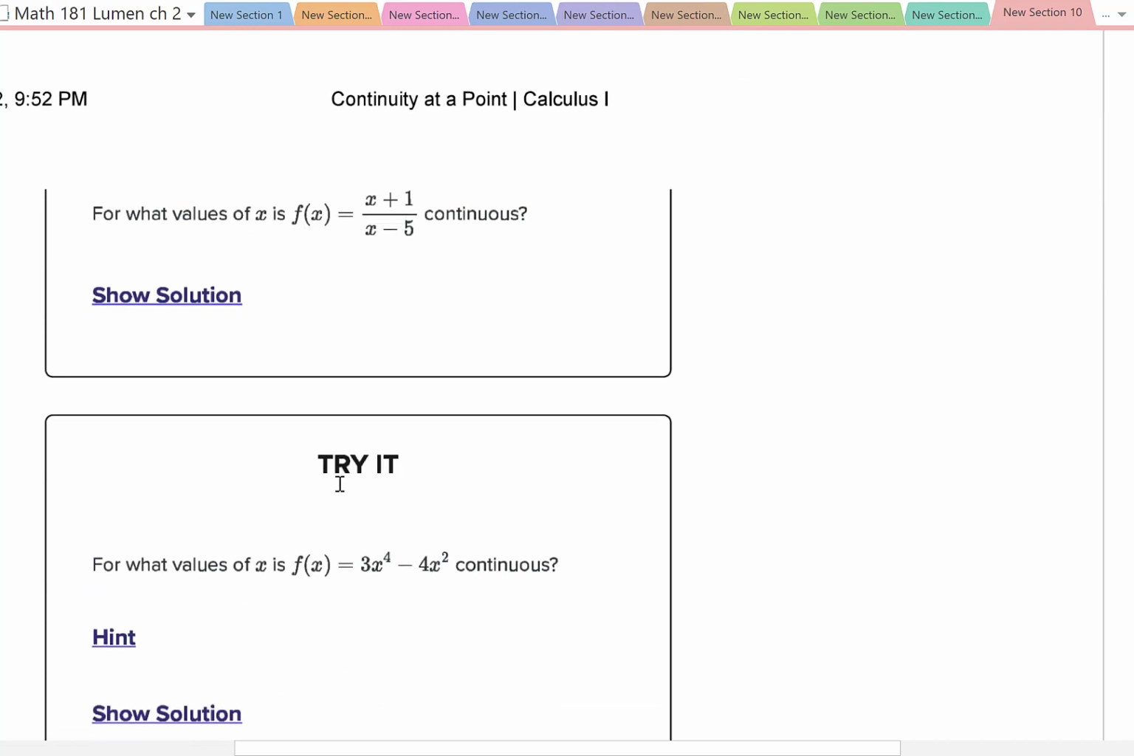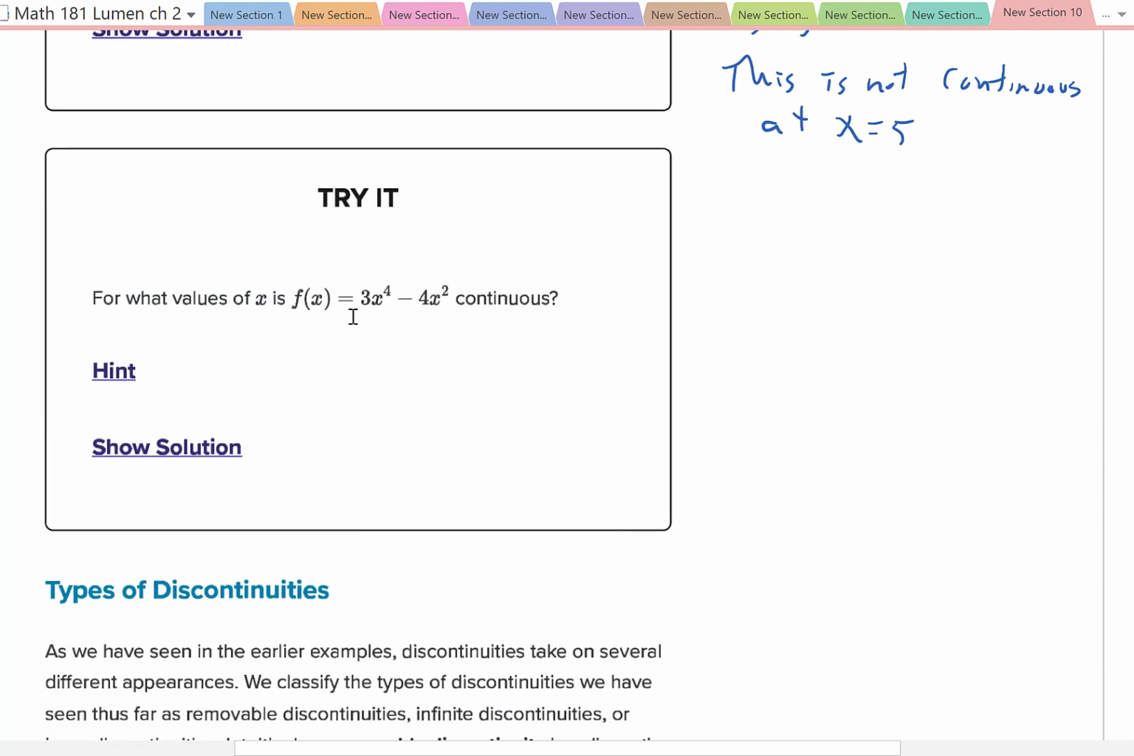So for what values is this not continuous? Well, let's look at x minus 5 equals 0, so it's x equals 5. This is not continuous at x equals 5. Try the next one. For what values is this continuous? Well, that's a polynomial function, so by that previous definition, this is continuous for all reals.